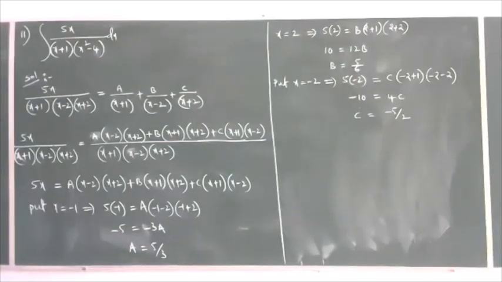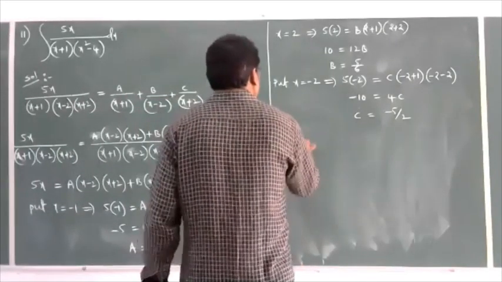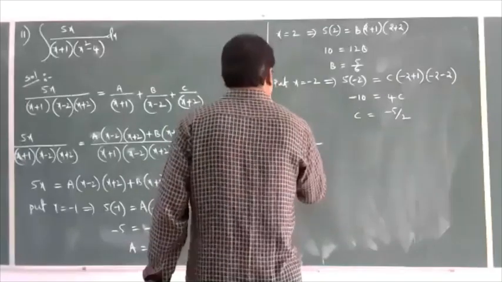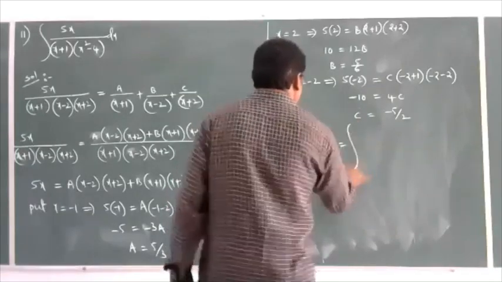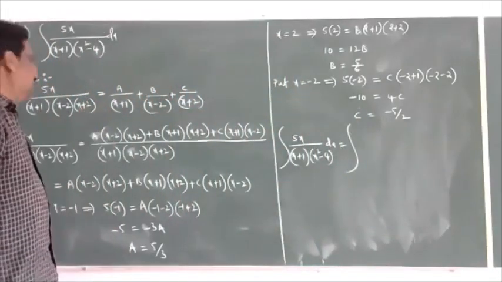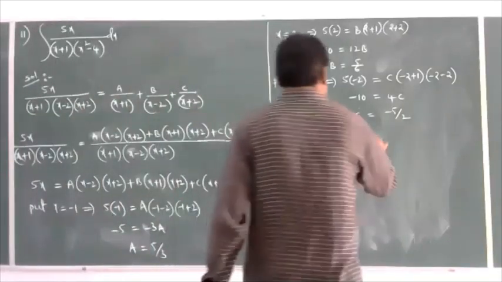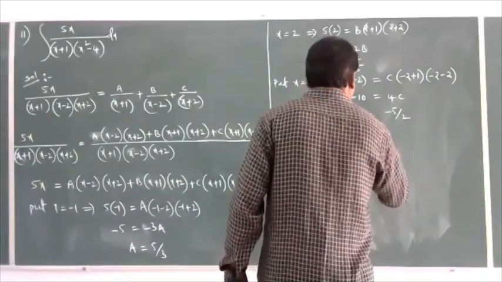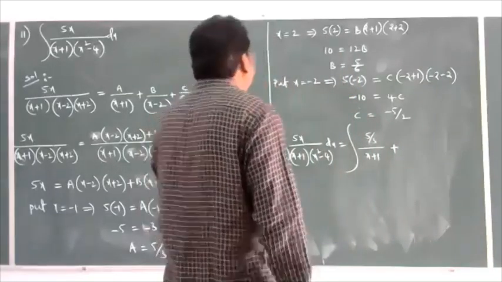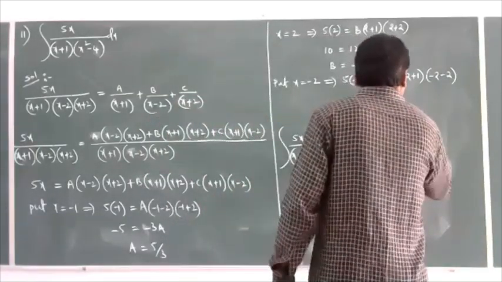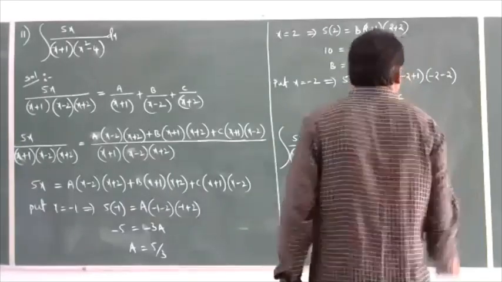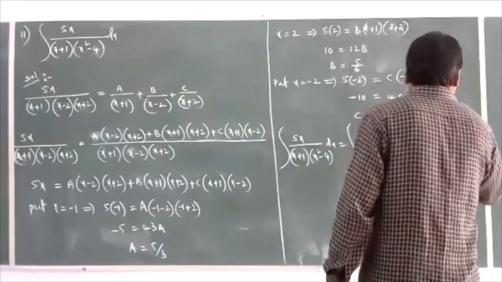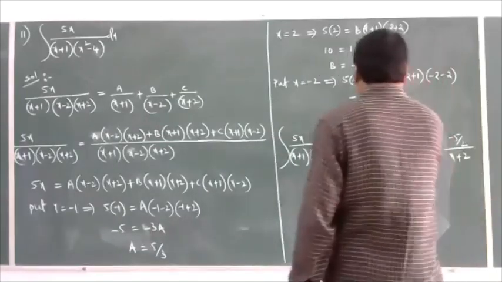That is, we get A value, B value and C value. Then you write integral 5x by (x plus 1) into (x square minus 4) dx is equal to integral of, what is A? 5 by 3, 5 by 3 by (x plus 1), plus what is B here? 5 by 6 by (x minus 2), plus what is C here? Minus 5 by 2 by (x plus 2) dx.